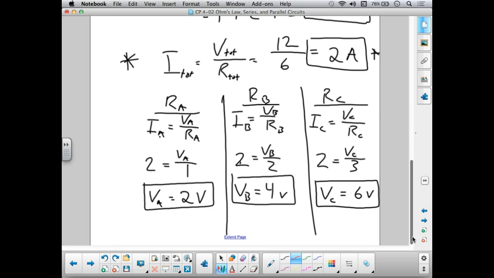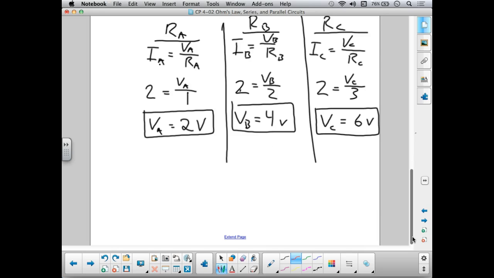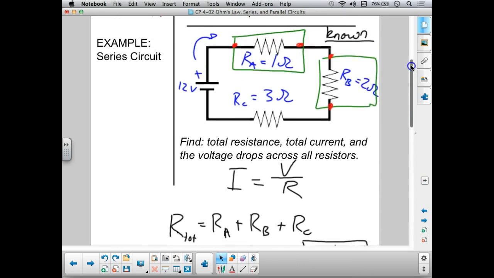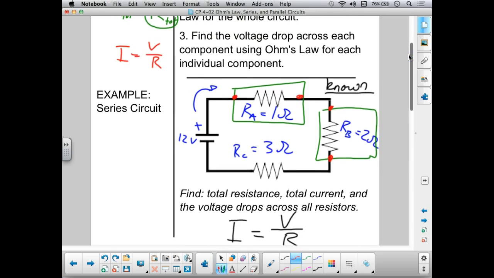But notice, if I added up all of these voltage drops, let's see what the total voltage drop is. So VA plus VB plus VC, 2 plus 4 plus 6 is 12 volts. That number should look familiar because it is in fact the voltage of the battery.